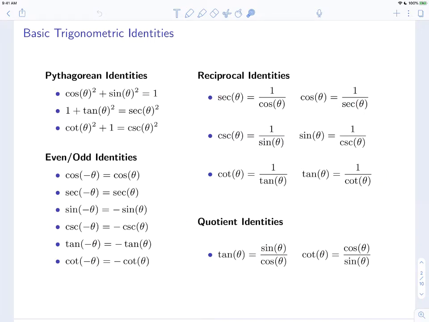The fact that the other functions are even or odd follows from the other identities on the page. First of all, we have the reciprocal identities, which tell us that secant is the reciprocal of cosine, and consequently cosine is the reciprocal of secant. Cosecant is the reciprocal of sine, and so sine is the reciprocal of cosecant. Cotangent is the reciprocal of tangent, and therefore tangent is the reciprocal of cotangent. How do we define tangent and cotangent? Well, tangent is sine over cosine, and cotangent is the reciprocal, so it's cosine over sine.